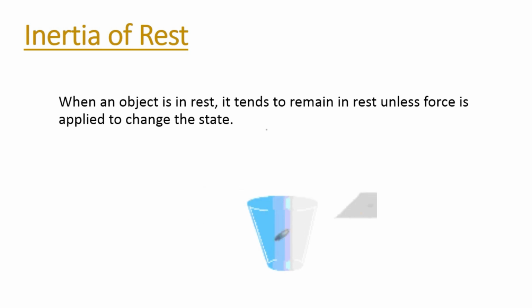So we have applied the force only on the cardboard, not on the coin. So the cardboard will come in motion, but the coin tends to remain in rest state. That's why the coin will fall in the glass. Only the cardboard will move. This is because of the property of inertia of rest. Now I will take applications of inertia of rest.